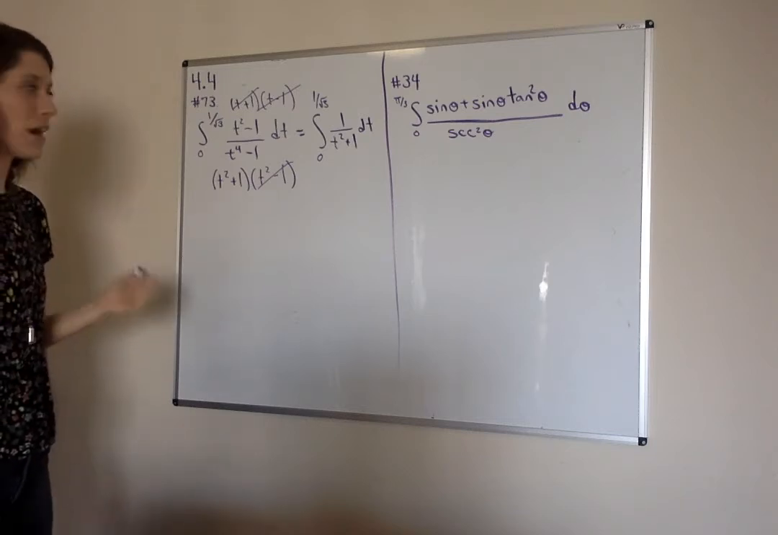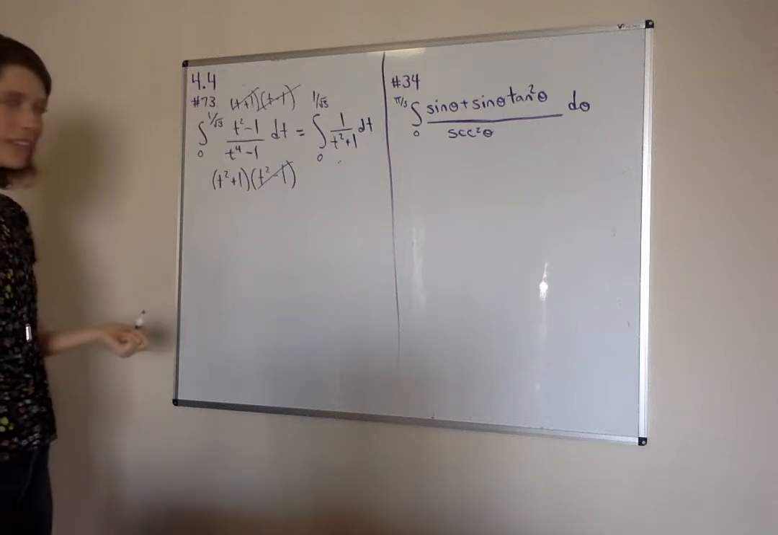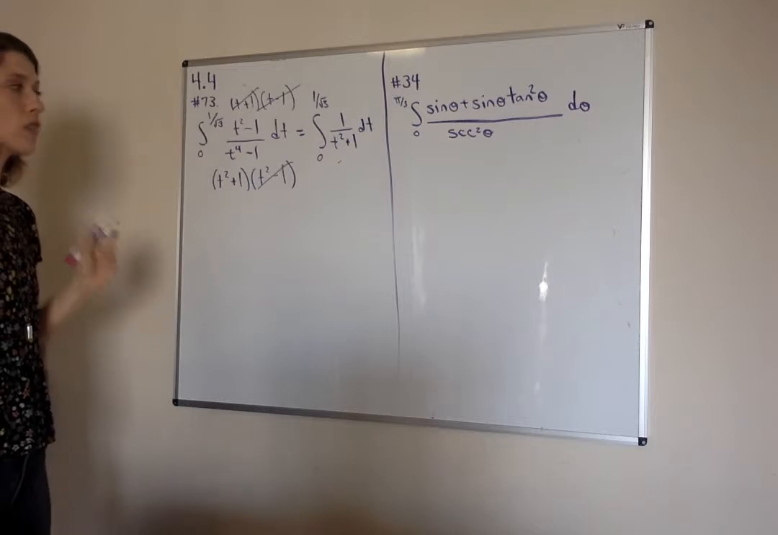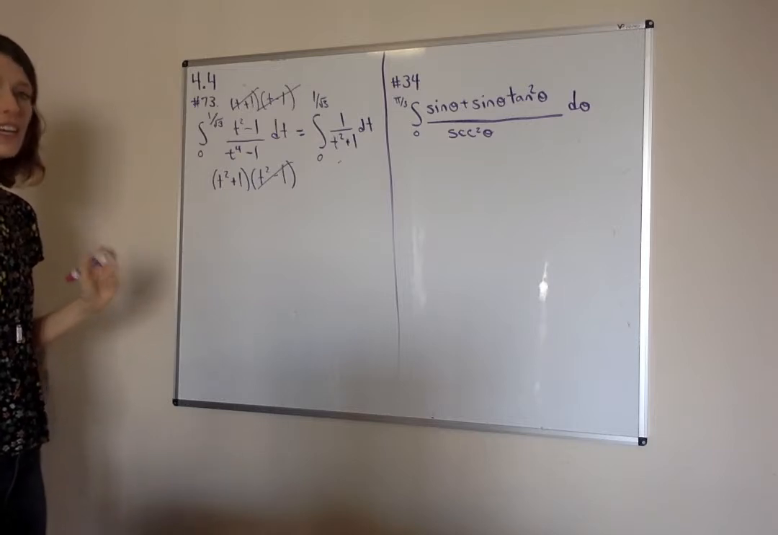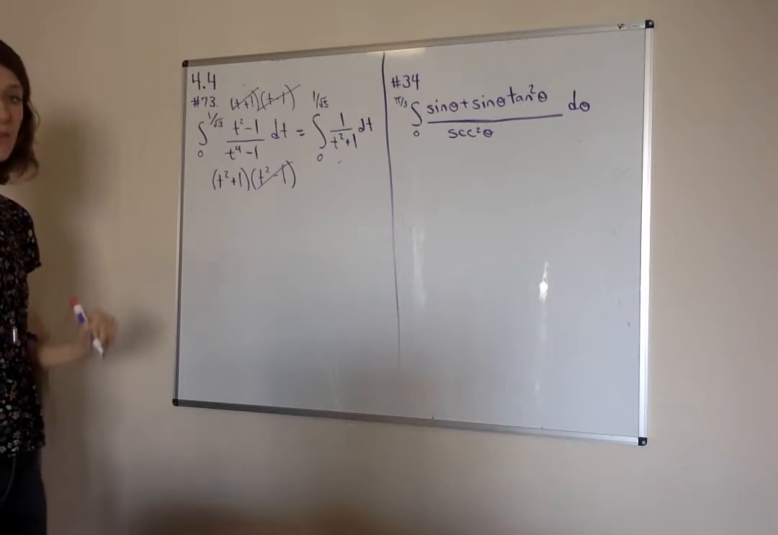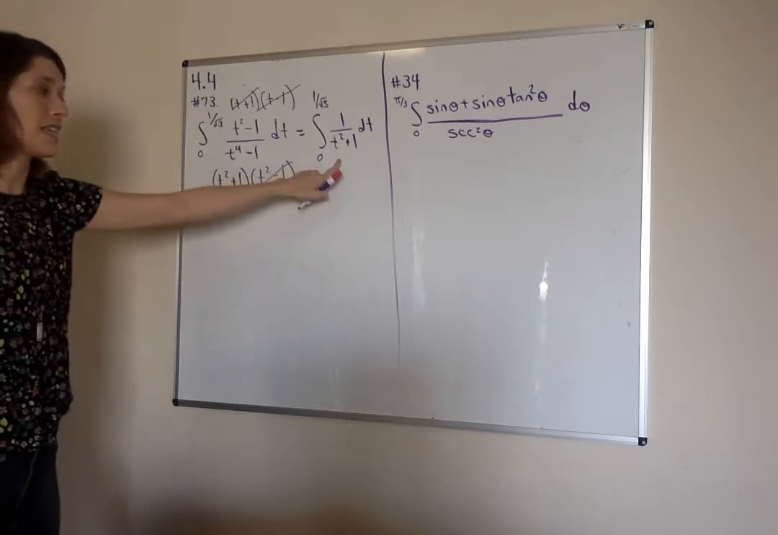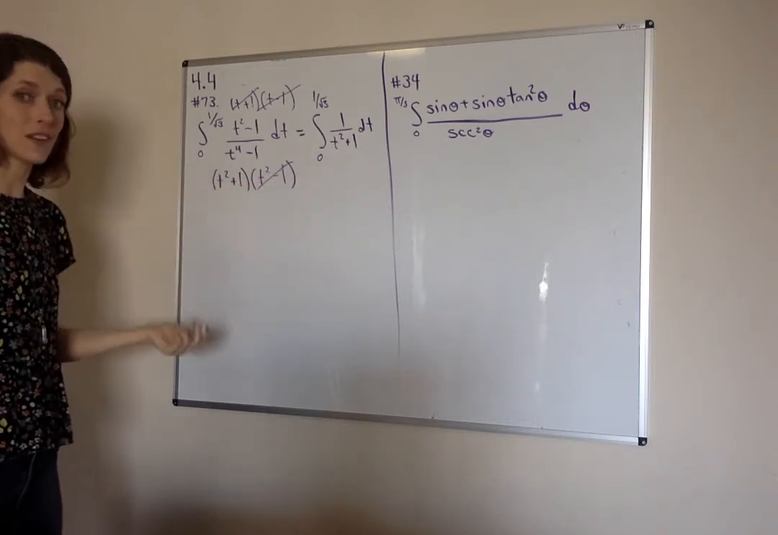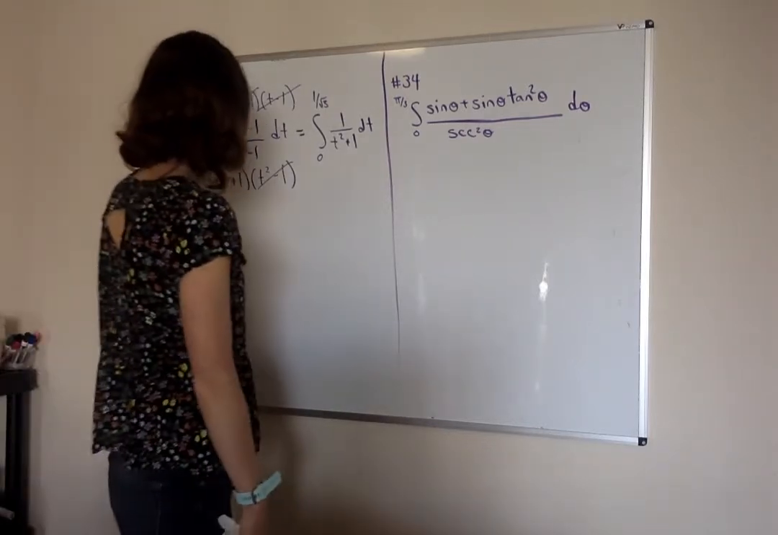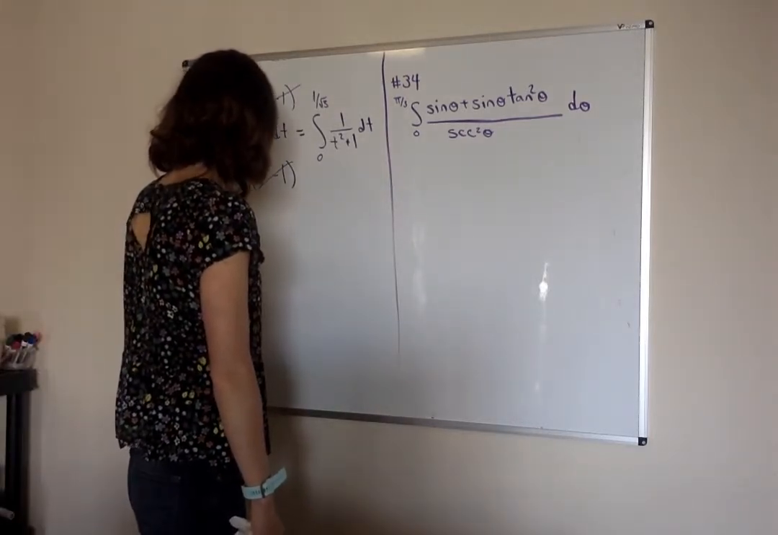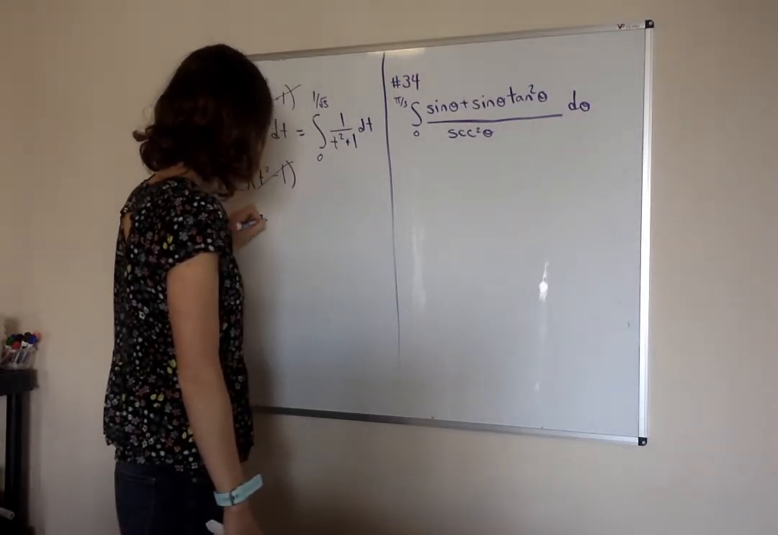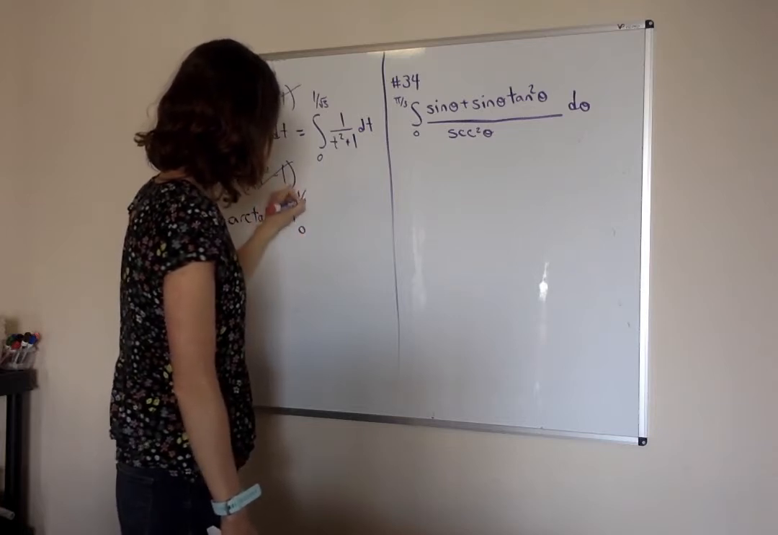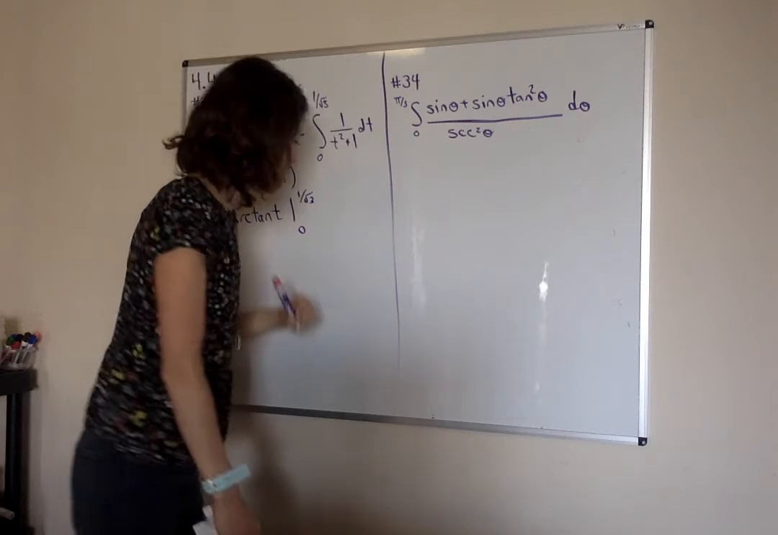So now we just need to think about this integral, and if you look over your derivative rules, what you'll see is that the derivative of the arctangent function is 1 over the argument squared plus 1. So if I want to take the antiderivative of 1 over t squared plus 1, I use the arctangent function to do that. So this is going to be the arctangent of t, and we're going to evaluate it at 0 and all the way up to 1 over root 3.